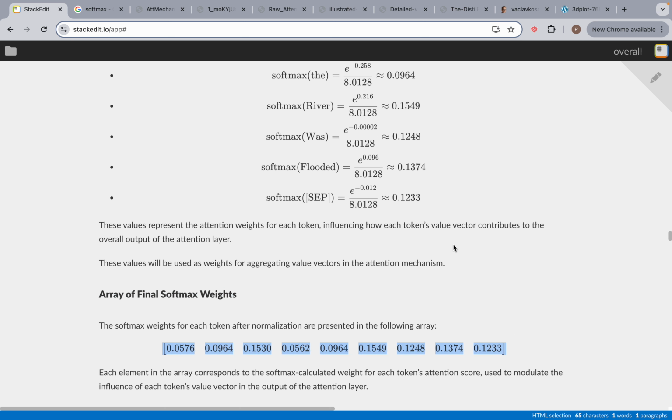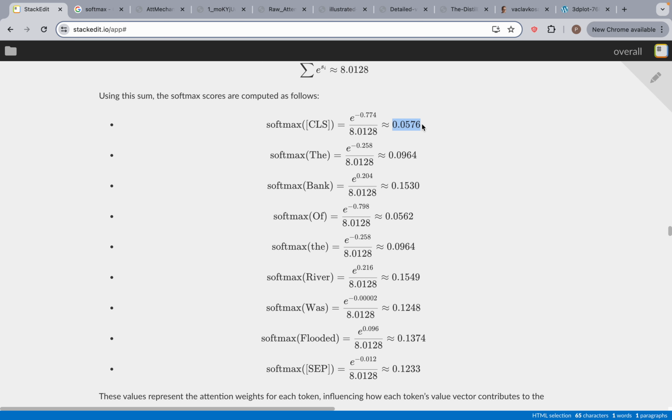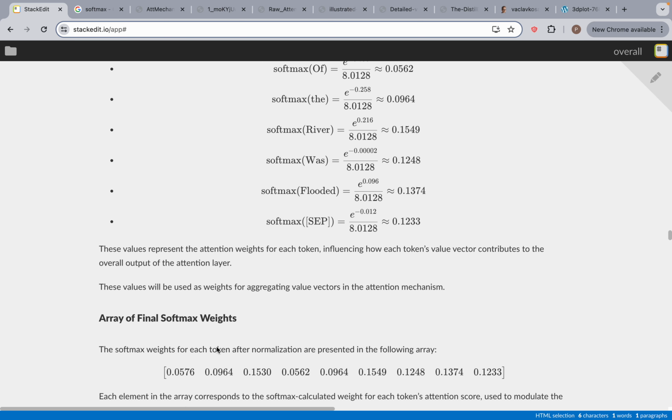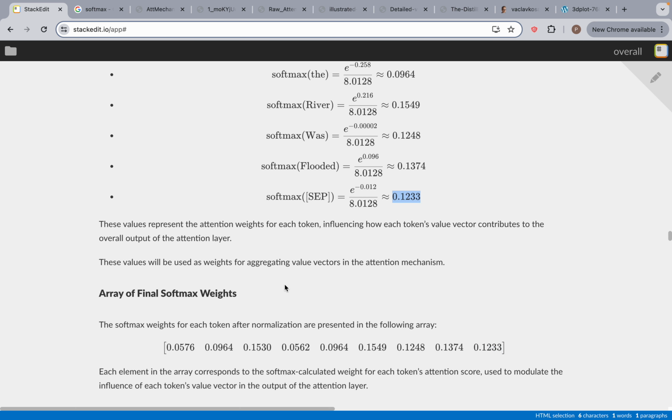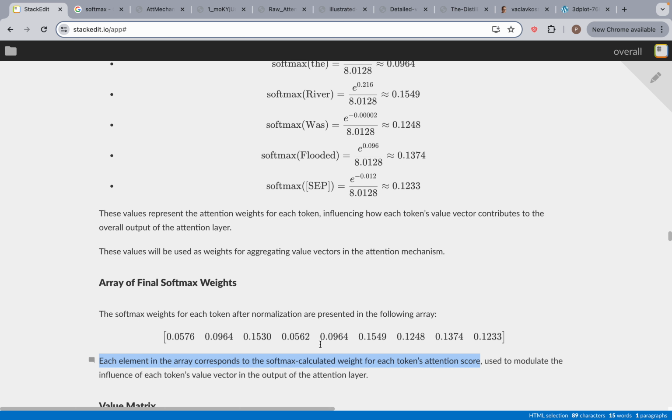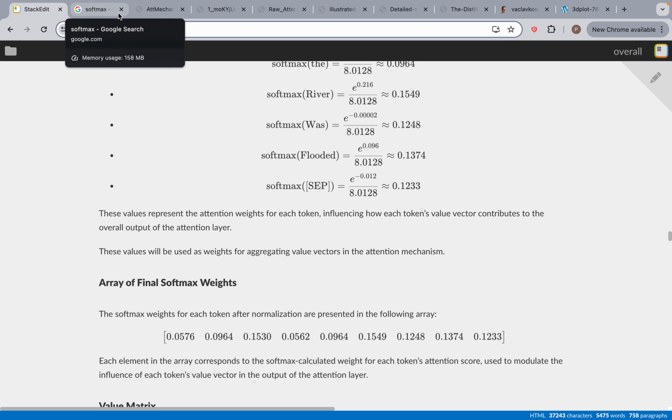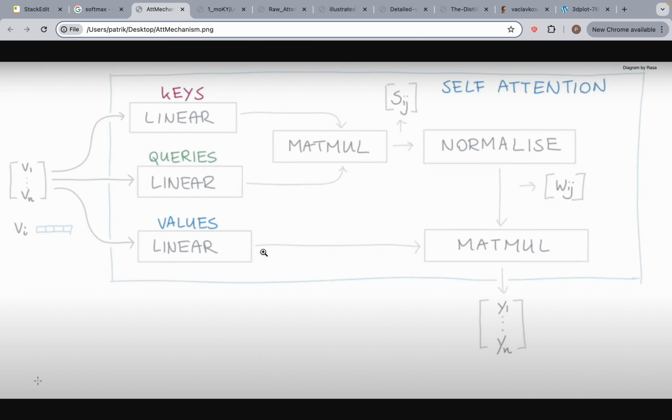So this array is just an array of these values. So it starts with 0.0576, and ends with 0.1233, which comes from over here. And as you can read, each element in the array corresponds to the softmax calculated weight for each token's attention score, used to modulate the influence of each token's value vector in the output of the attention layer. So we're going to use these weights and multiply them with the value vectors to get the final context-aware representation of each word, okay?